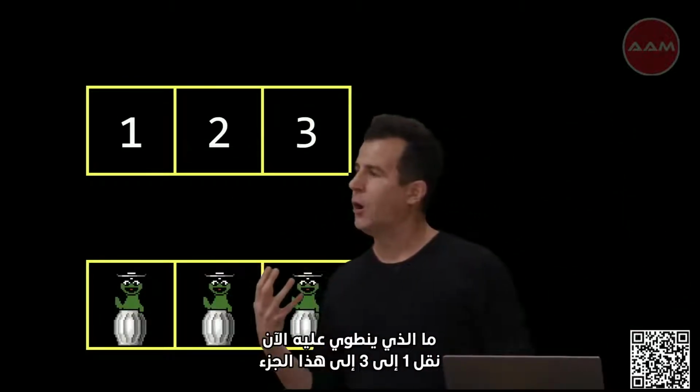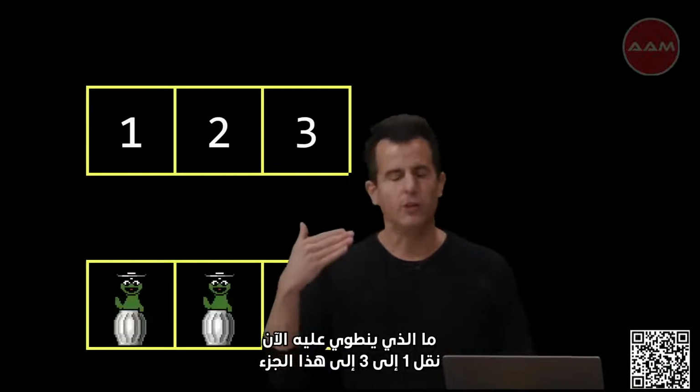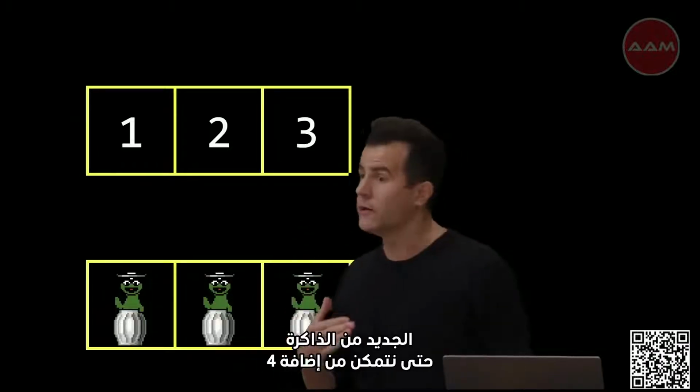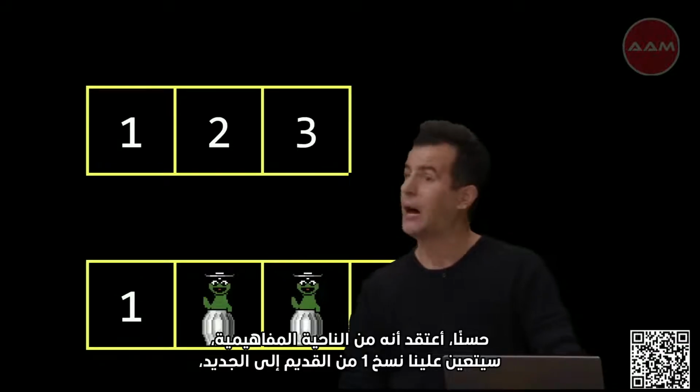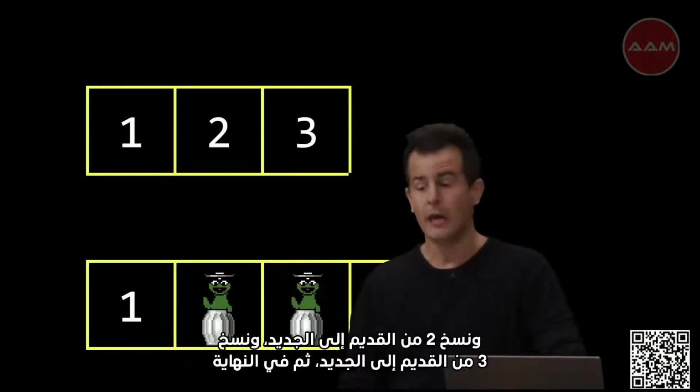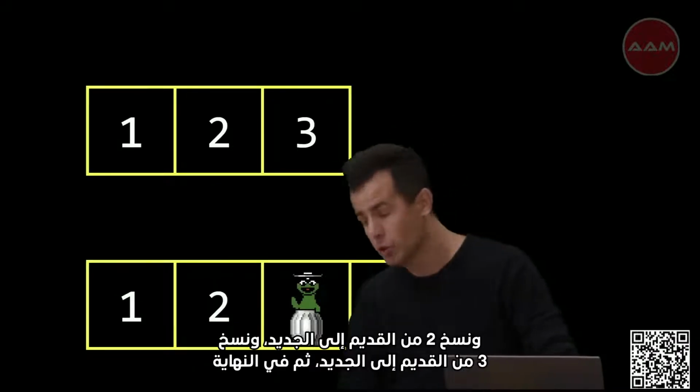What's involved now in moving the 1, 2, 3 to this new chunk of memory so we can add the 4? Well, I think conceptually we're going to have to copy the 1 from old to new, copy the 2 from old to new, copy the 3 from old to new, and then ultimately we can get rid of the old memory. Those 3 original bytes could now look like Oscar the Grouch and just be garbage values for all intents and purposes. But now I have room for a 4th byte wherein I can put the number 4.